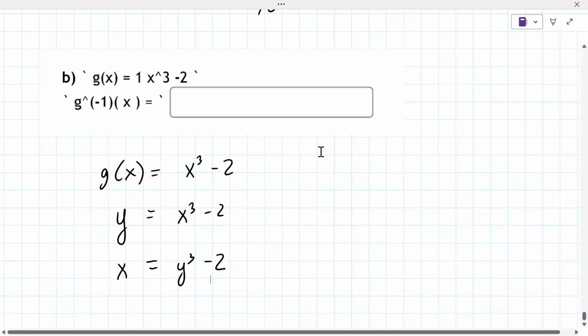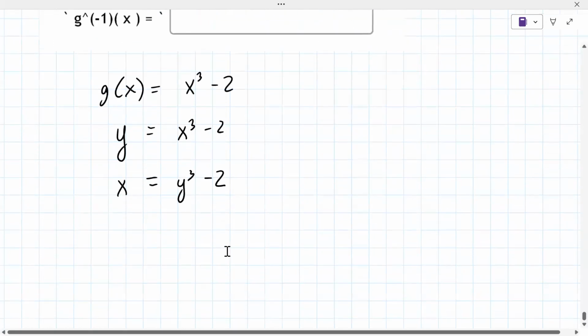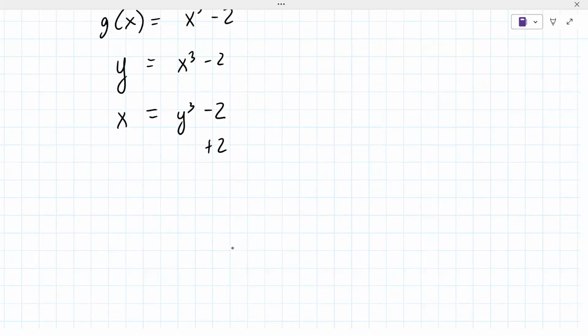And if you need to get caught up on stuff, you can go out to the internet. There's a million calculators for these, but they don't really help you with the steps. You're going to add 2 to both sides. And then I'm going to switch sides here. y cubed equals x plus 2.